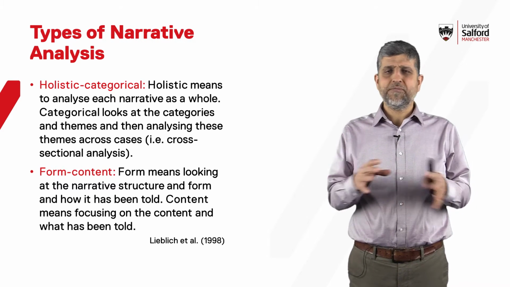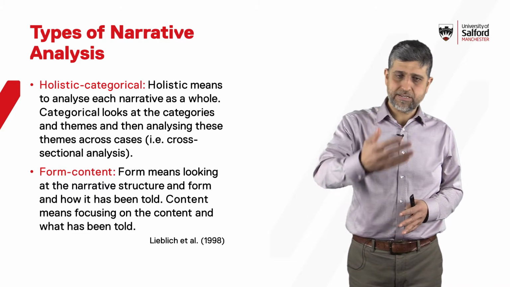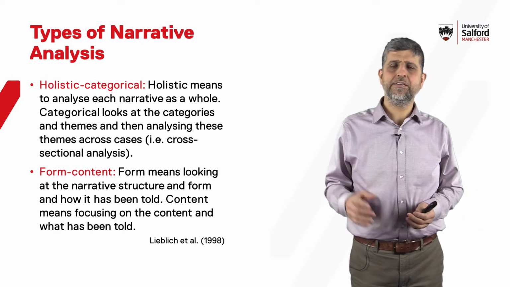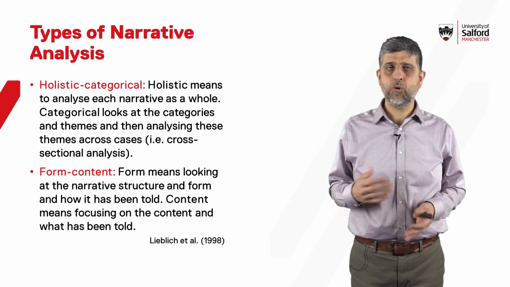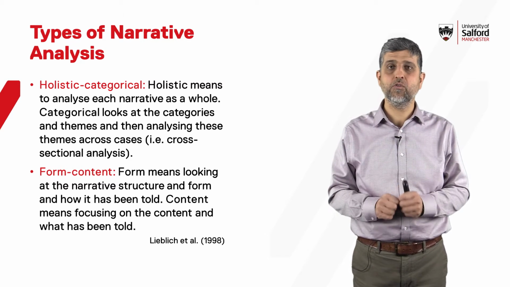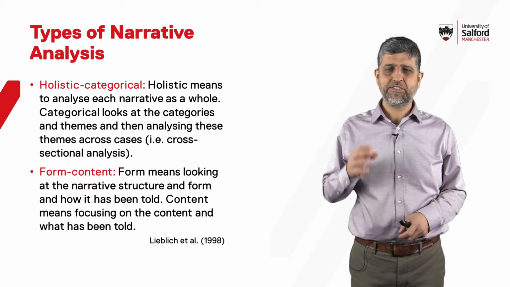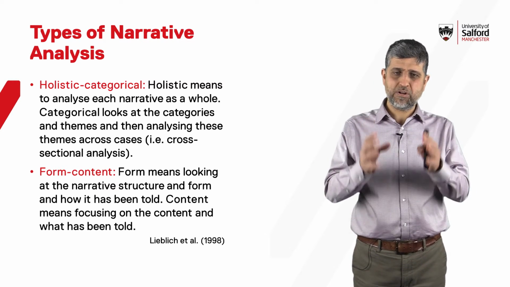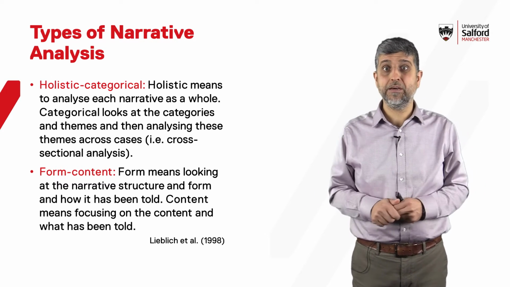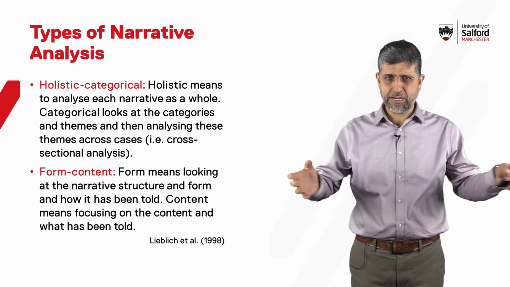So we have different types of narrative analysis. We have holistic versus categorical narrative analysis. The holistic analysis basically looks at analyzing each narrative as a whole, without decomposing or fragmenting the narrative, while the categorical looks at the categories and themes within one single narrative or across maybe multiple narratives. And obviously, by doing that, you create themes across narratives.